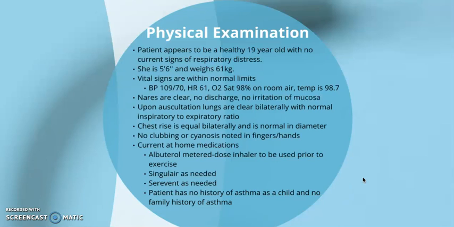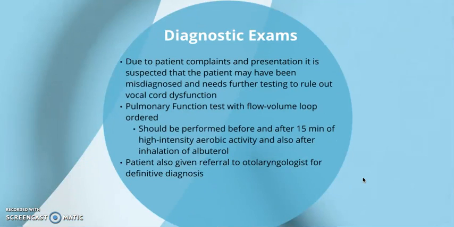Currently, the patient is taking medications that were prescribed by her team physician for the exercise-induced asthma. She is currently taking an albuterol metered dose inhaler that is to be used prior to the exercise, and she was also given Singulair and Serevent as needed, although she states that she tried them for a few weeks and they didn't help, so she doesn't use them and they just sit at home. Patient has no history of asthma as a child and also no family history of asthma.